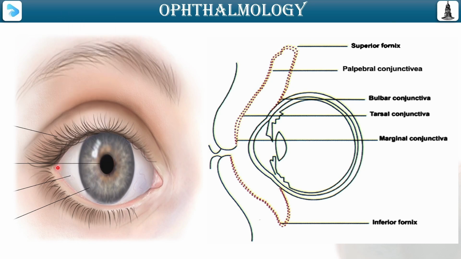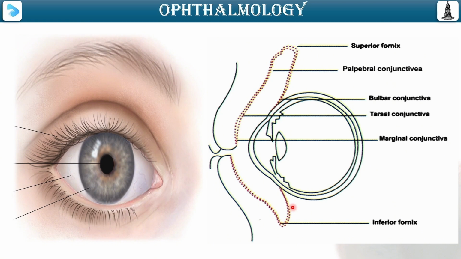That is called the fornix. What is the fornix? I would like to see it here. This is the fornix. The fornix is a pouch that connects the palpebral part with the pulbar part. It connects the palpebral part here with the pulbar part here. There are two fornices, the superior fornix and the inferior fornix.